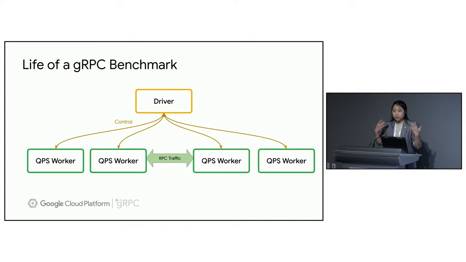Our gRPC benchmark framework consists of two main components. We have multiple QPS worker processes, and we also have a driver. The QPS workers are what's responsible for sending RPC traffic among each other to form the main workload that we are trying to measure in our benchmark. And the driver is responsible for orchestrating that traffic according to the particular benchmark test we're interested in running.